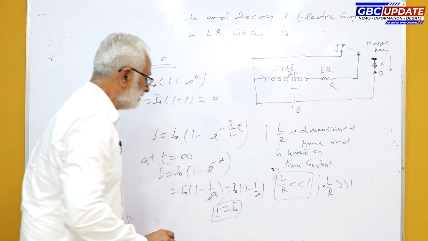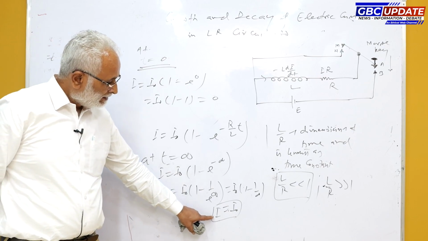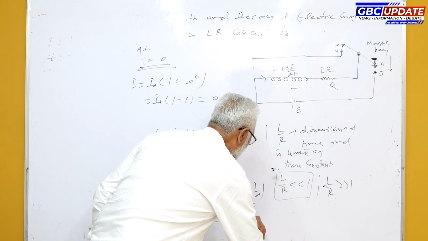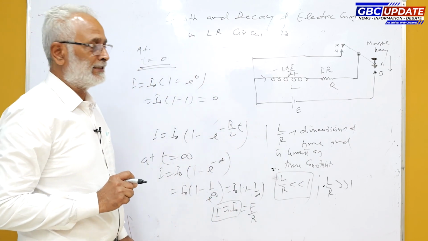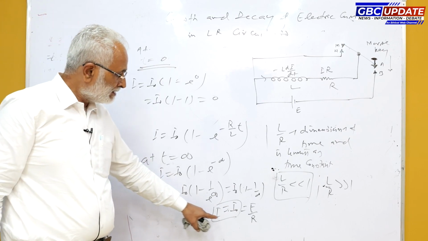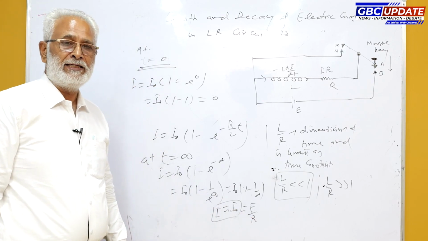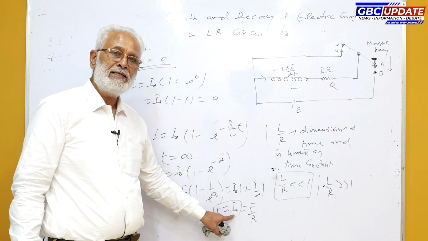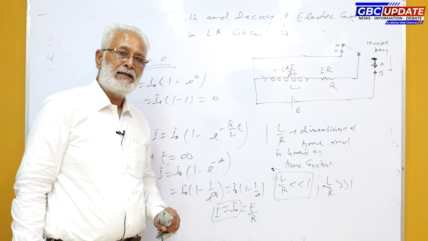So electric current in the LR circuit becomes I naught, which is equal to E over R after infinite time. So current becomes maximum in the LR circuit after infinite time. And this current may be termed as a final steady current through the LR circuit.